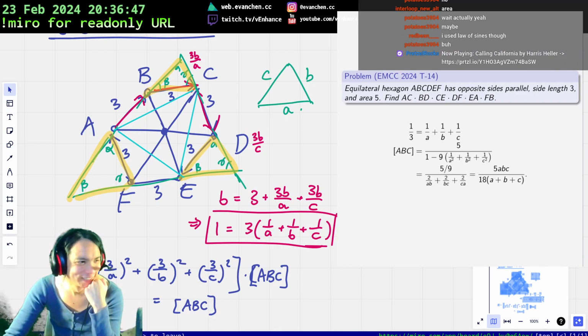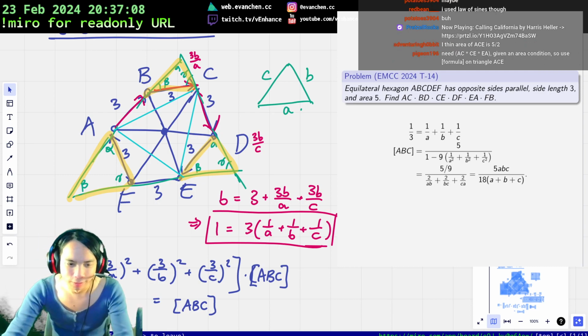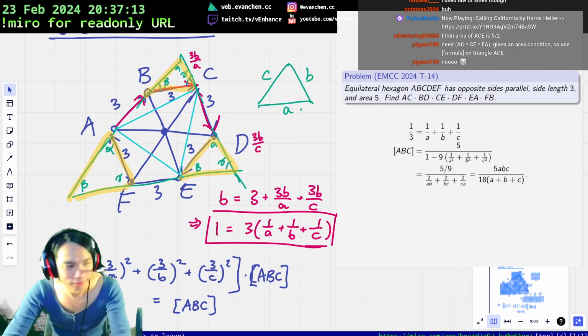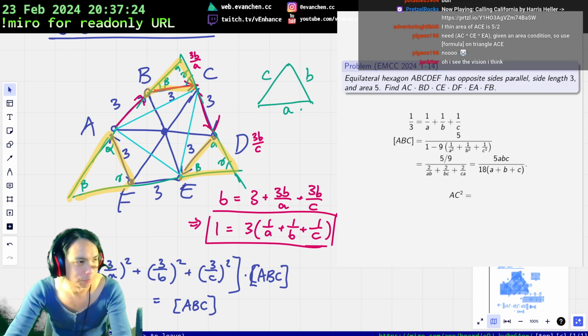I don't see it. Alright, you know what? I'm just gonna run it over. So, AC squared equals... well, not even AC squared. AC is equal to twice the 2 times 3 times the sine of 90 minus beta, like angle B.